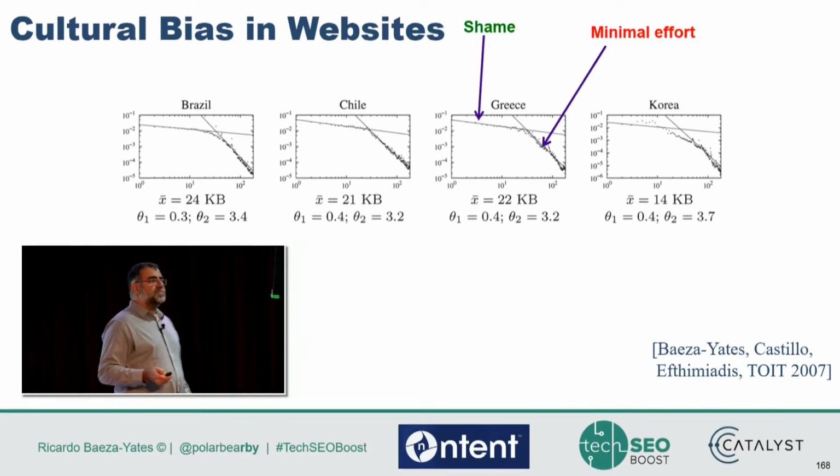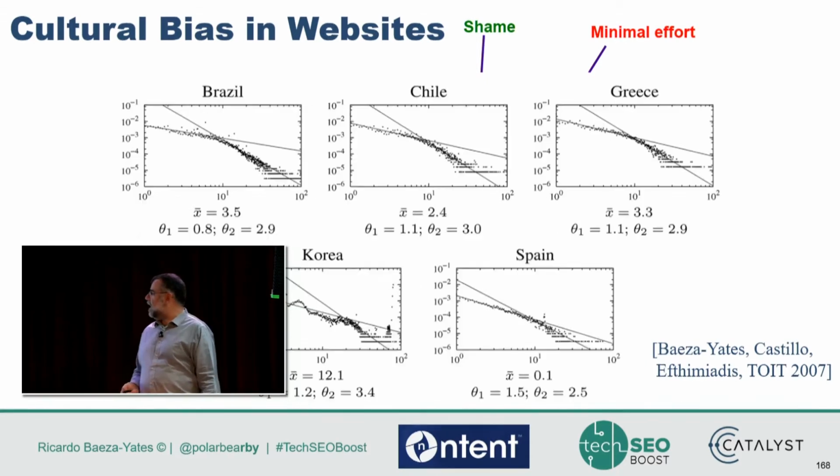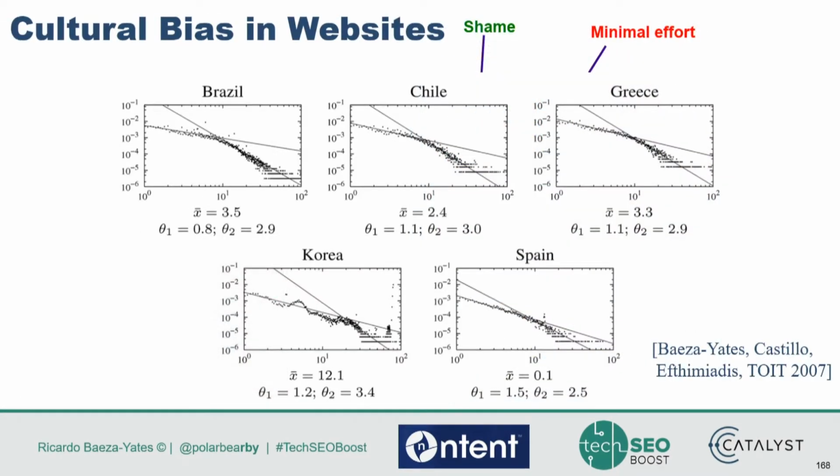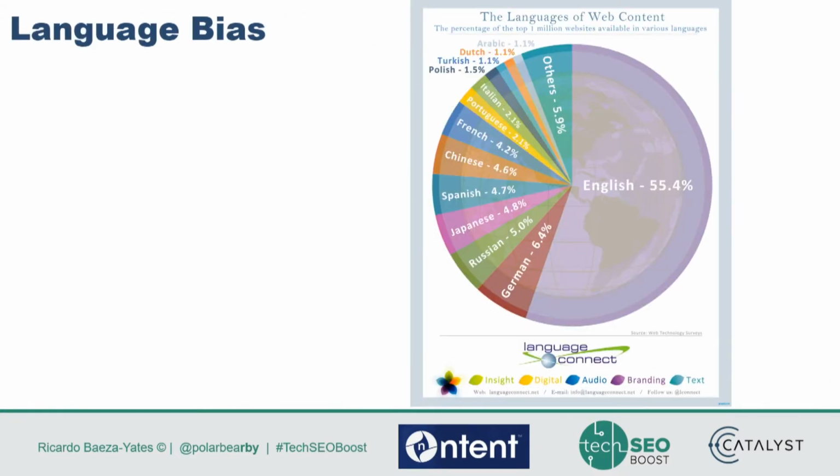This is cultural too. This is human behavior. And you can see this in many things. For example, this one is images in pages. So Brazil, a bit more than 3 images. Chile, a bit more than 2. Greece, 3. Korea, 12. That's why you have fewer HTML pages. They prefer to fill the page with images. They love images, they love colors. That's an Asian thing. And in Spain, they don't like images. The average is almost 0. They just prefer text to read. I don't know why.